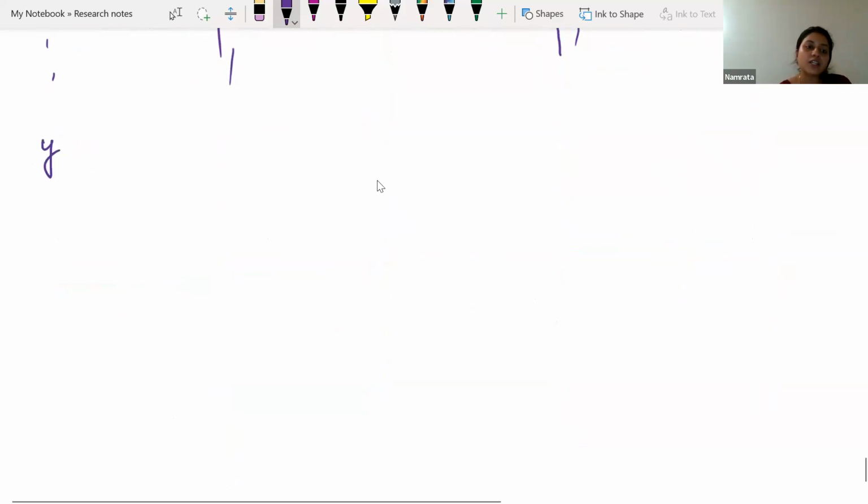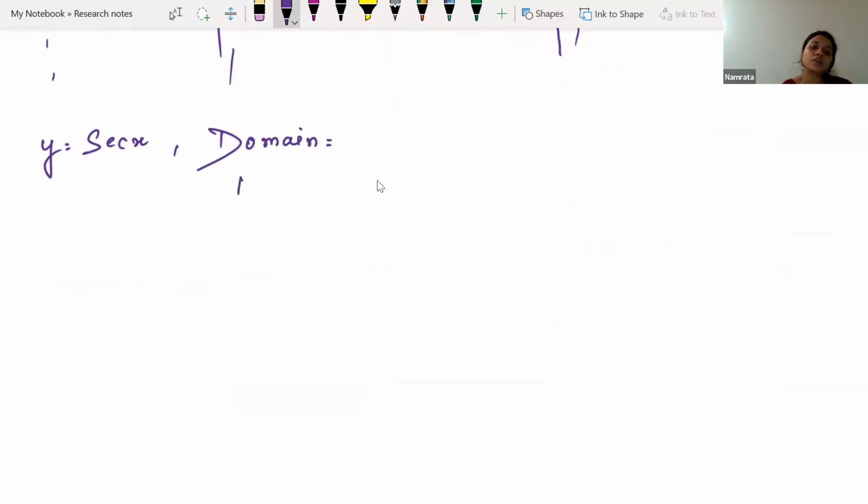When we are having y is equals to sec x, how exactly the graph will look like. But before that, we were discussing about domain and range. Sec means what? 1 by cos, right? So what will be the domain? Now you must tell me, because I have explained you about tan, about cot. Sec x, you can easily tell me. Anyone?